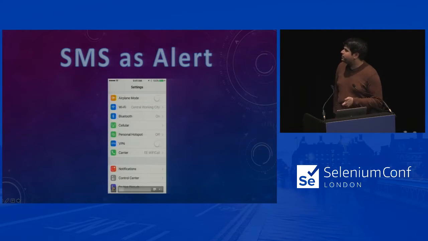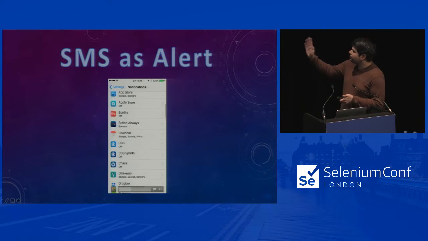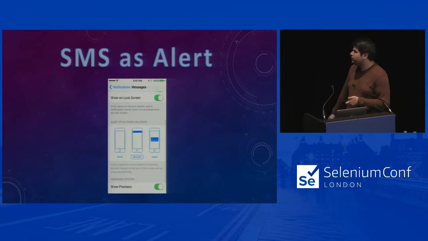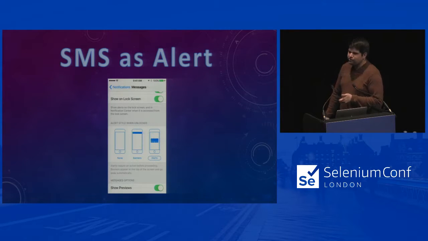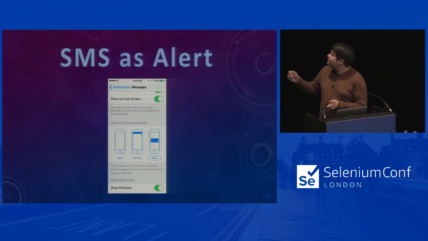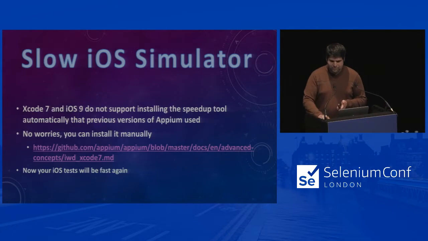So you just go into settings in iOS, and you go to your notifications, you find your messages app or whatever, WhatsApp, Facebook Messenger, you can do any of them. Set the style to alert, and then the alert will show up in your application, and it's automatable. Pretty neat if you need to do that.